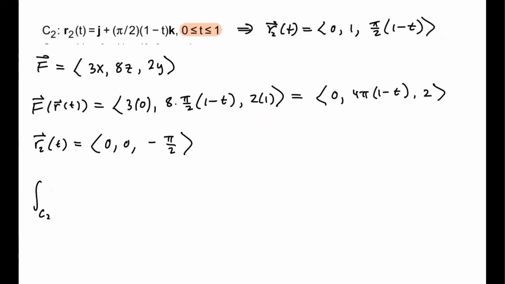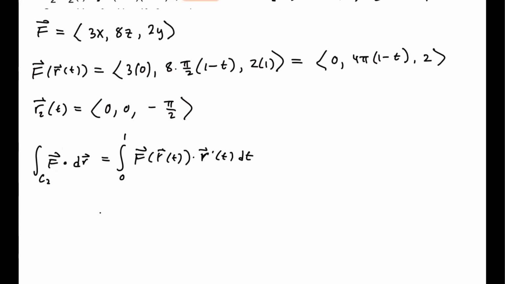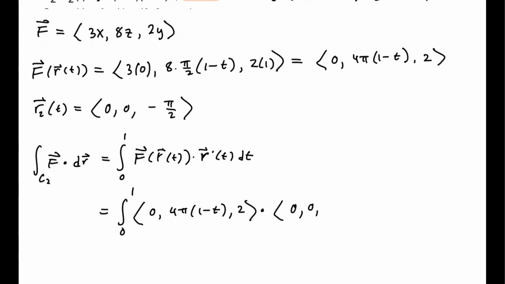So the line integral along curve 2 of f dotted with dr is the integral from 0 to 1, because those are the values of t, of f of r of t dotted with r prime of t dt. And we have each piece, so we're just going to perform the dot product. This is the integral from 0 to 1 of (0, 4 pi times 1 minus t, 2) dotted with r prime of t, that's (0, 0, negative pi over 2) dt.